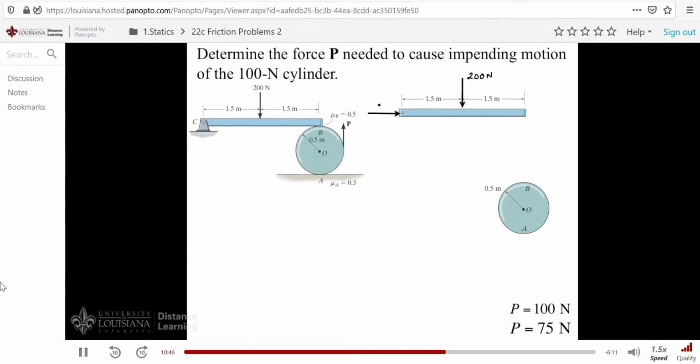And we have the unknown reactions at C, Cx and Cy. We have the normal force over at B, and we have the friction force at B. I'll refer to this one as F of B.